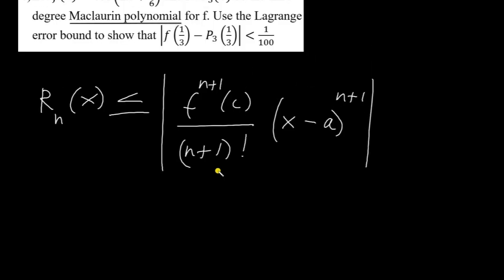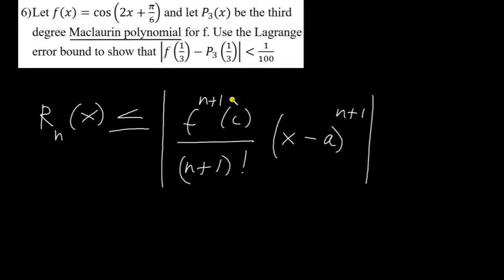In our case, let's see what we already know. We know that n equals 3 because we're looking at the third degree polynomial. We know x equals 1/3 because we're dealing with the polynomial at 1/3. Then since this is a Maclaurin polynomial, we're centered at x equals 0, so a equals 0.